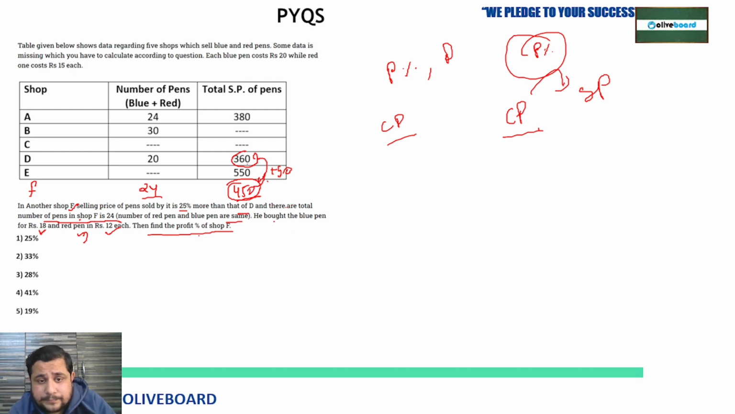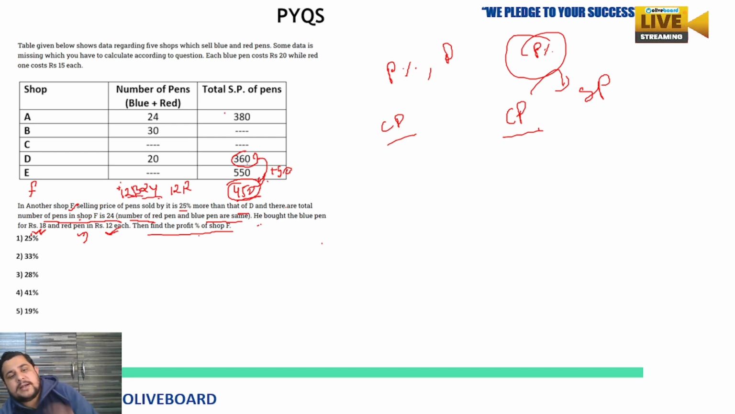Okay, fine. So they're asking profit percent. He bought the blue pen for rupees 18 and the red pen for rupees 12. So for that now we need the quantity. But see one more thing, the number of red pens and blue pens are the same. So it means 24 upon 2 means 12 blue pens and 12 red pens.